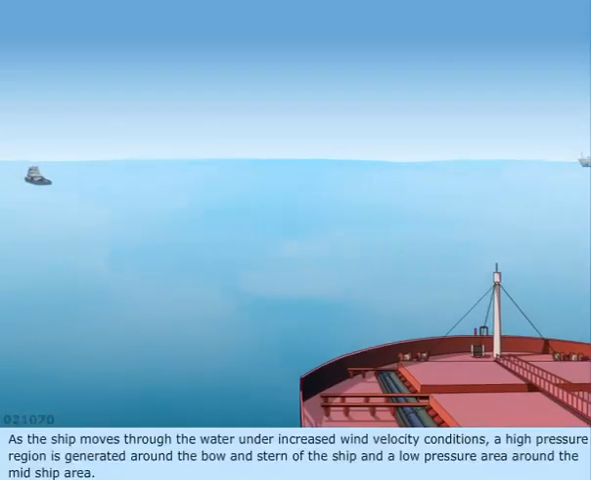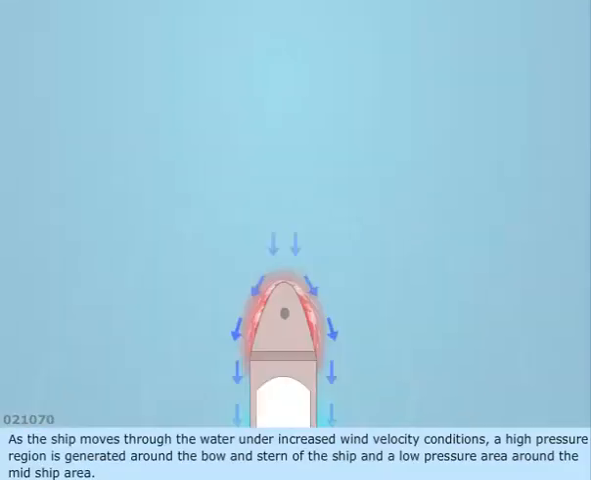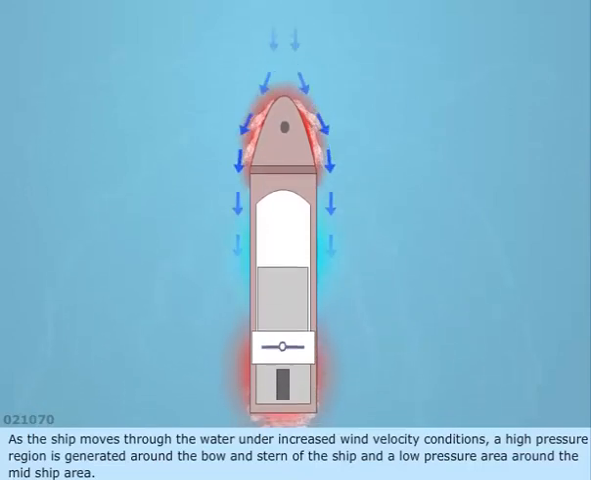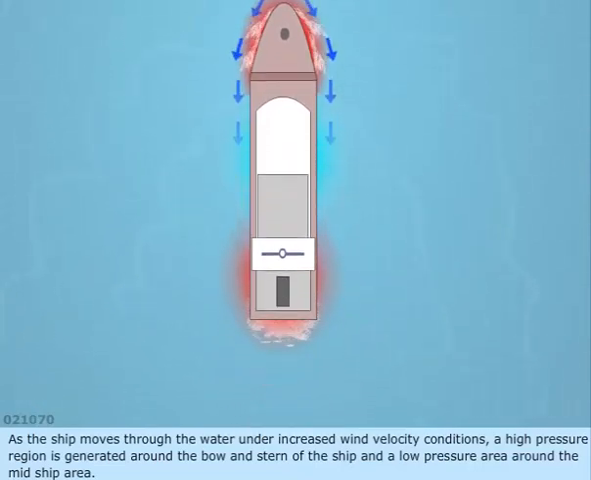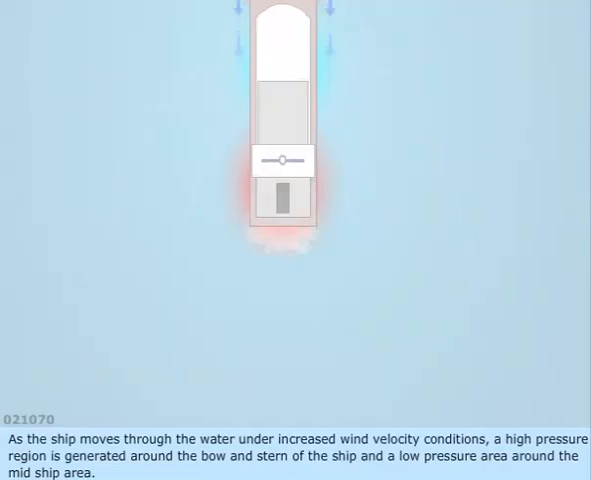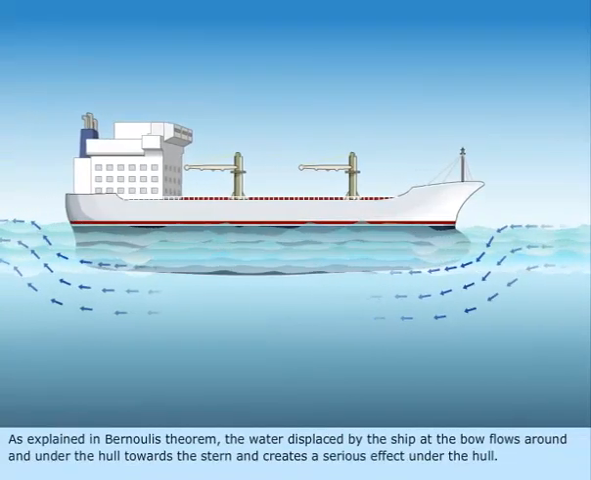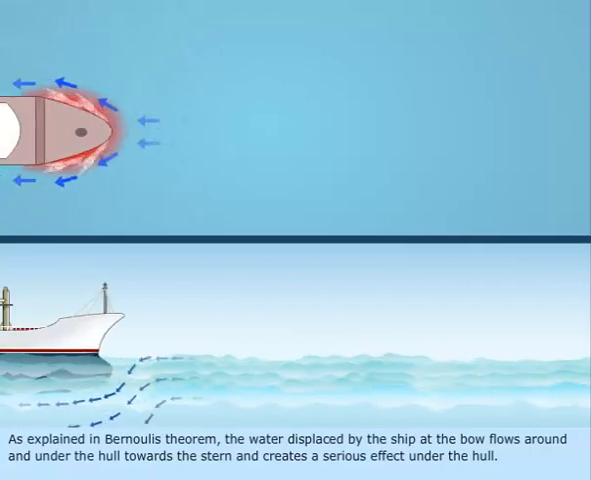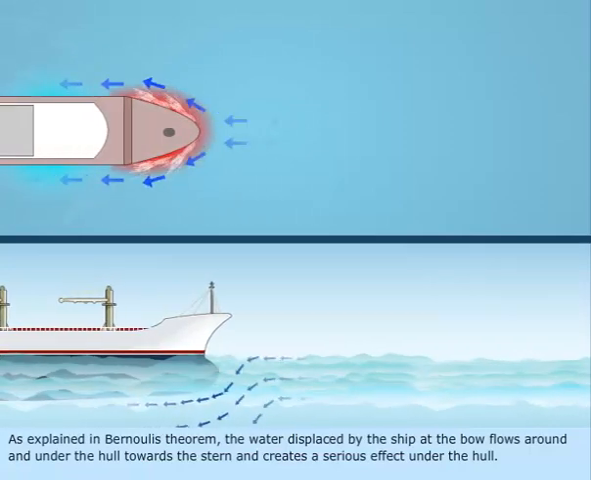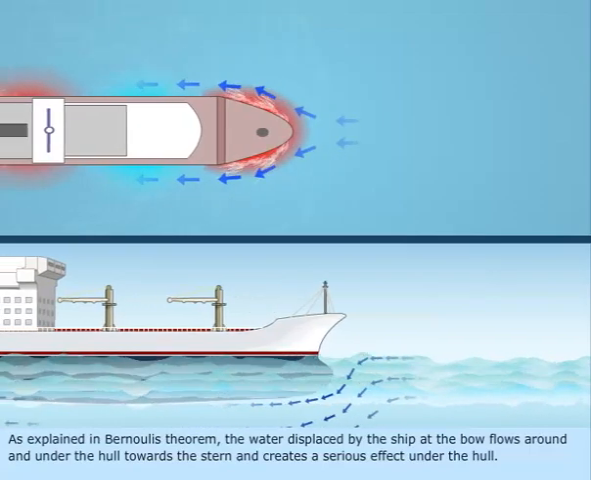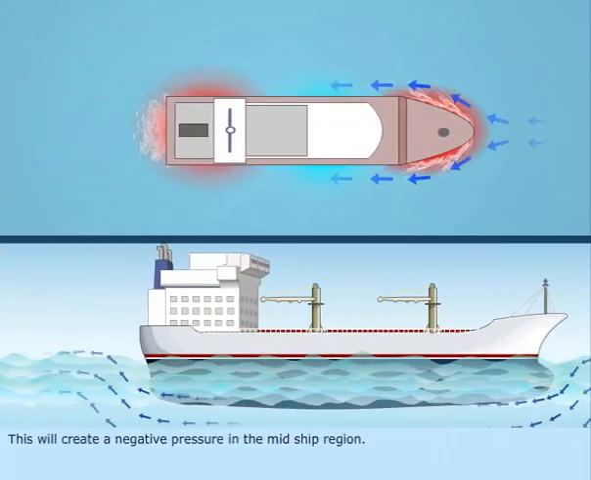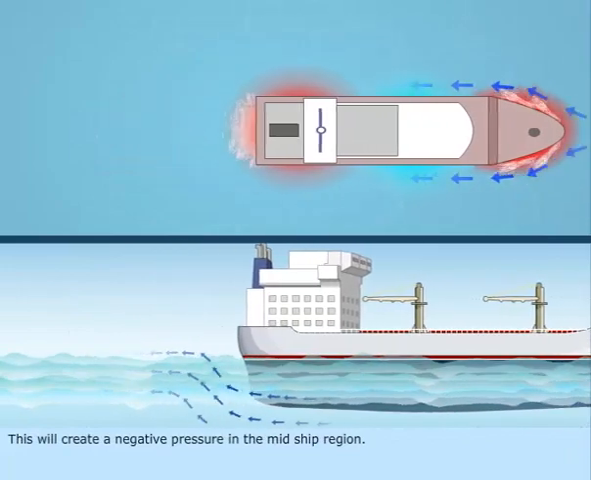As the ship moves through the water under increased wind velocity conditions, a high-pressure region is generated around the bow and stern of the ship, and a low-pressure area around the midship area. As explained in Bernoulli's theorem, the water displaced by the ship at the bow flows around and under the hull towards the stern and creates a serious effect under the hull. This will create a negative pressure in the midship region.